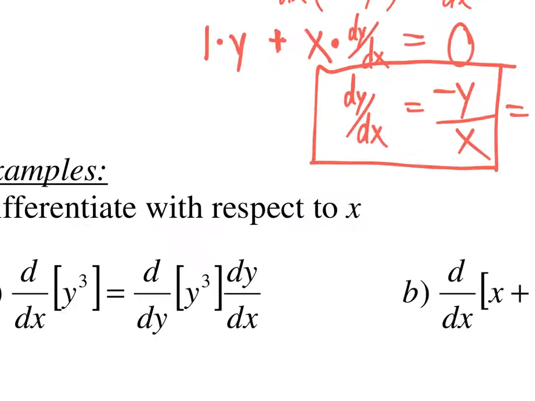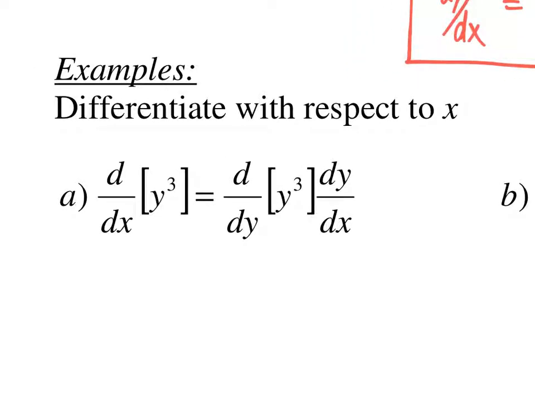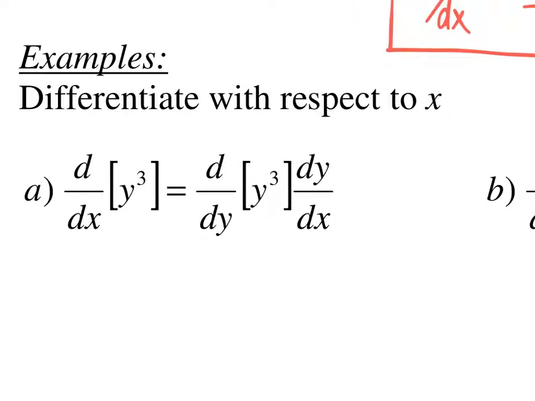Now, let's look at a couple of other examples, just simple examples to try to get the hang of this. If I am finding the derivative of y cubed with respect to x, notice what we're really using here is the chain rule. We know that y is some function of x, we just aren't able to express it here.